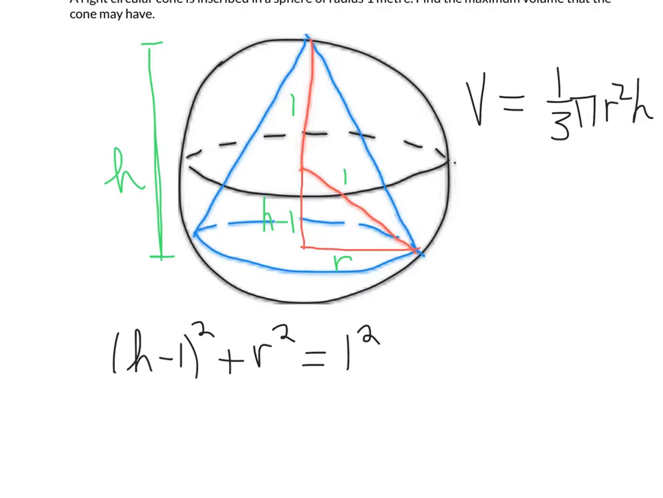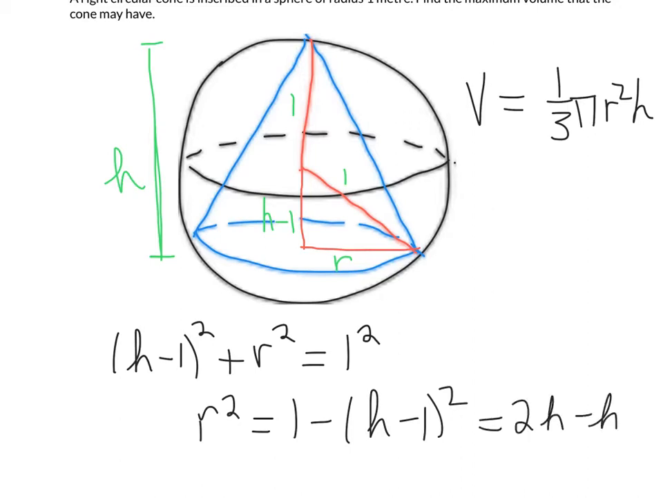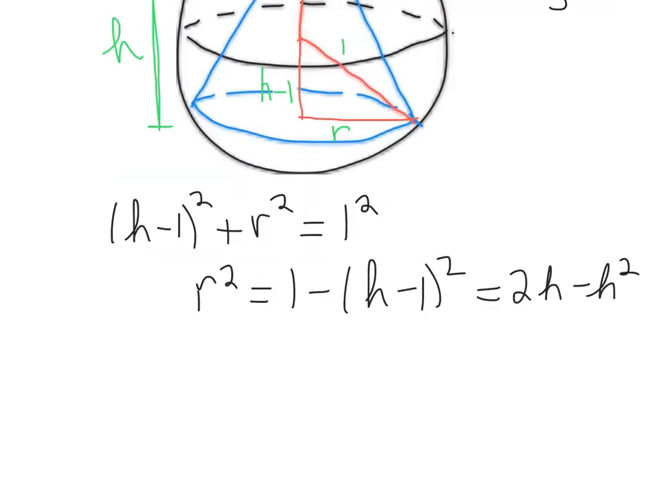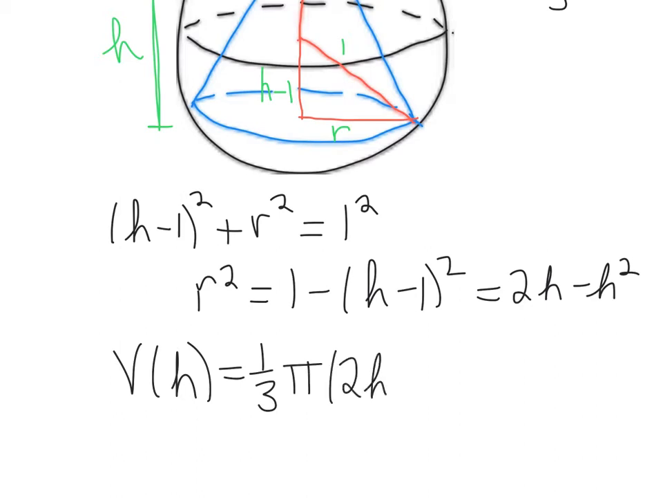So I have h minus 1 squared plus r squared is 1 squared, or I can rewrite that as r squared equals 1 minus h minus 1 squared, and I will square that and simplify to get 2h minus h squared. So then the volume as a function of h is 1/3 pi r squared, which is 2h minus h squared, times h.